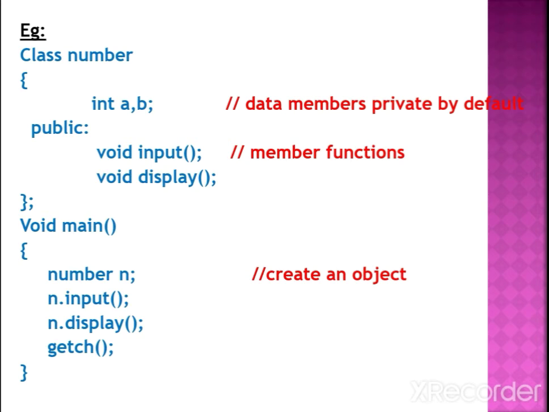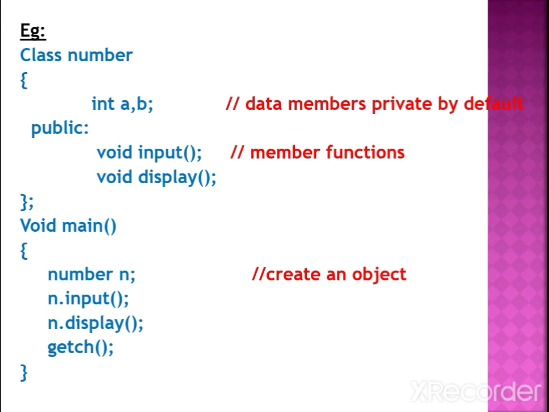Next, inside the main function, number n. Here, n is an object and number is a class name. And input and display member functions perform common operations such as inputting data member values and accessing data stored in the class.